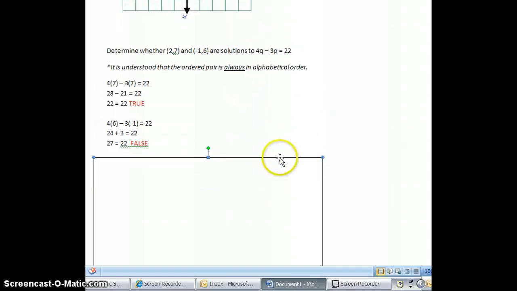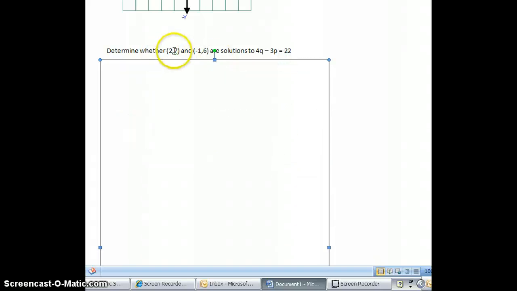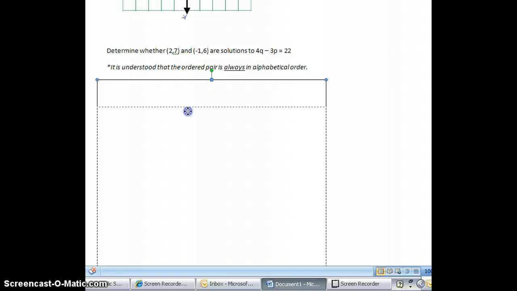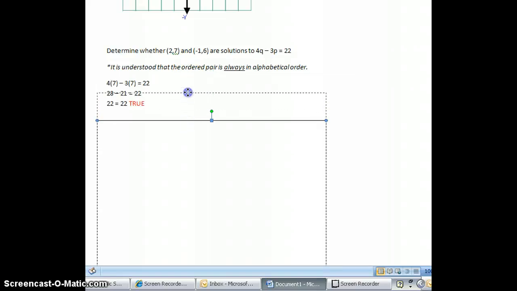Now, you're going to have a question that says, determine whether 2, 7 and -1, 6 are solutions to this equation. Notice this equation is Q and P, so it's not X and Y, and it's in unalphabetical order. So P comes before Q. So it's understood it's always in alphabetical order, so what we'll do is just plug these into the equation.